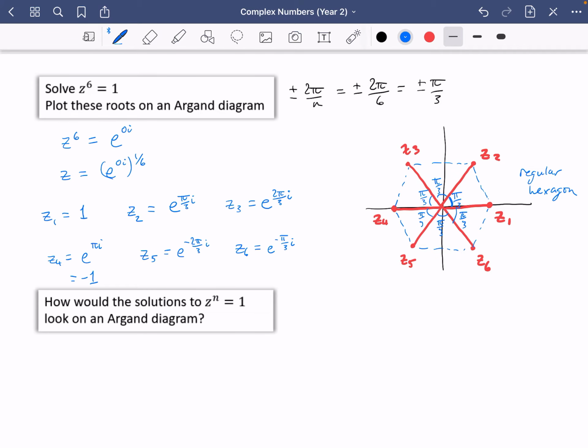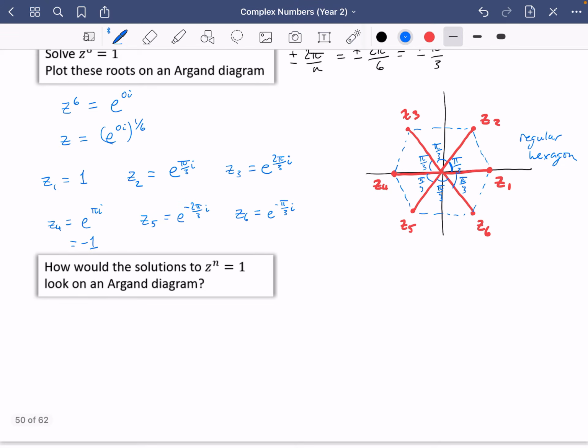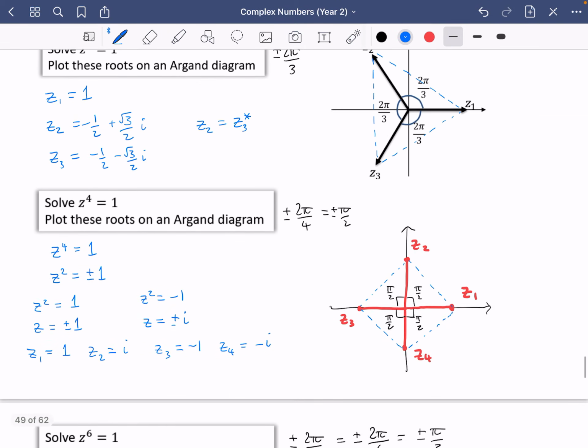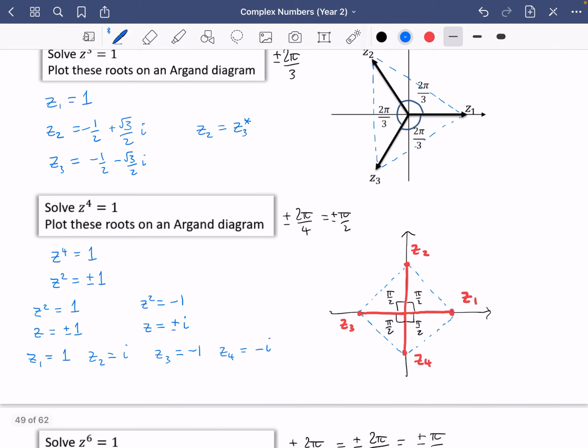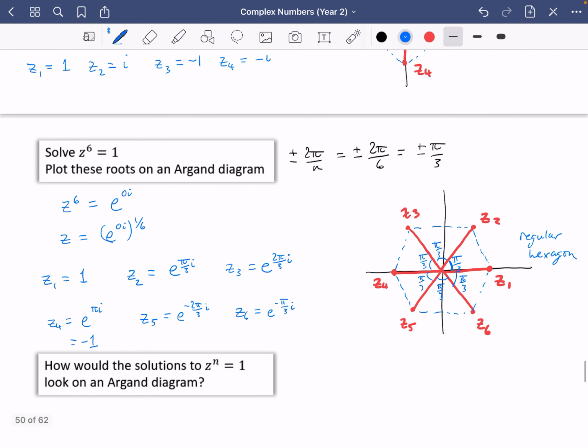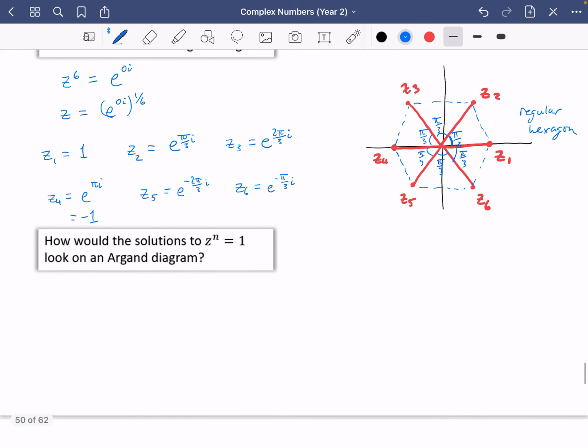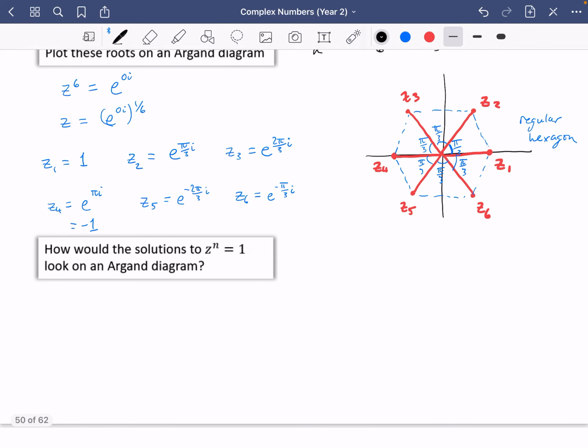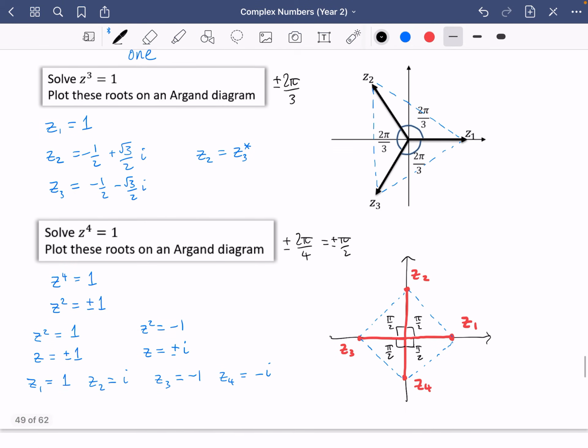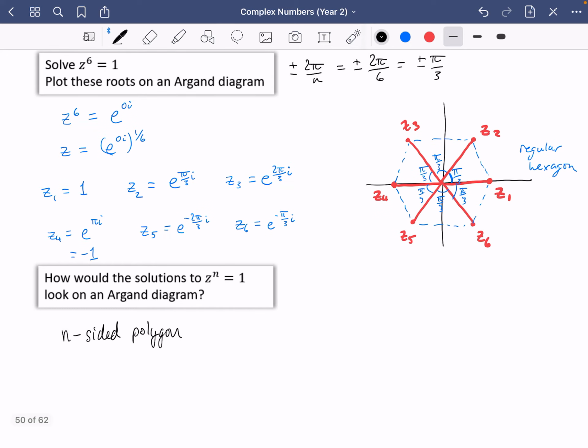So, how would the solutions to z to the n equals 1 look on an Argand diagram? Well, let's see what we've got in common with these three shapes we've drawn so far. We had an equilateral triangle, we had a tilted square, and we had a regular hexagon. So I think that for z to the n equals 1, we would have an n-sided polygon. And I think there's some more things we can say. Looks like they've all had the center at the origin. So there is going to be an n-sided polygon. The center will be at the origin.